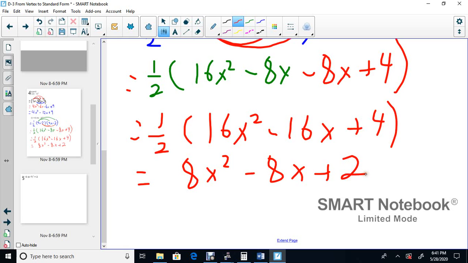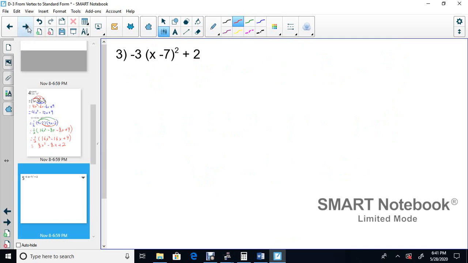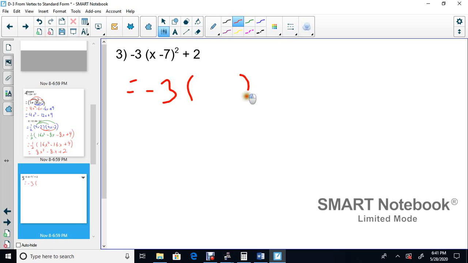Okay, let's try the next one. Okay, now we have a number in the front, this (x minus 7) squared, and a number at the end. So we're going to do the exact same thing. We're going to go minus 3. We're going to write that bracket twice and add 2 at the end. So we're going to put x minus 7 here, and we're going to put x minus 7 here.